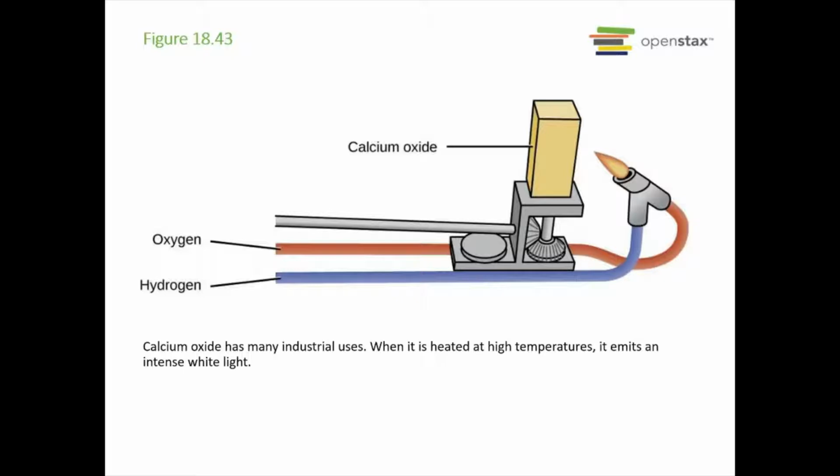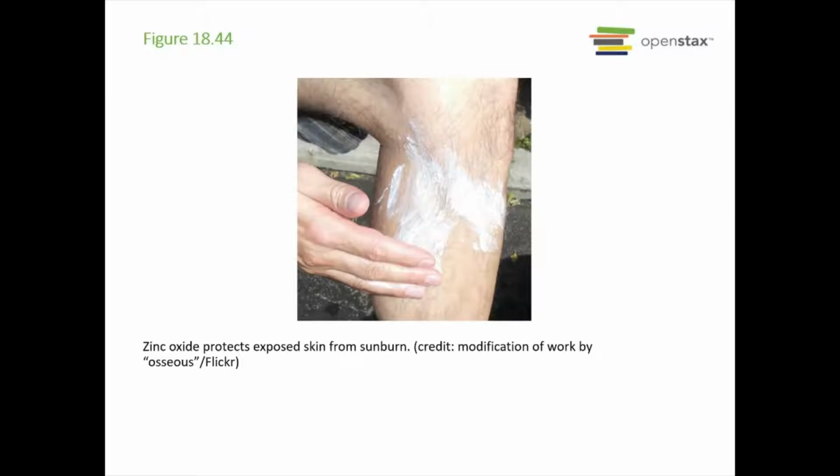This is showing how limelight basically works, with calcium oxide given a flame to make it emit a nice bright white light. Here's someone putting on zinc oxide sunscreen so they don't get a sunburn.